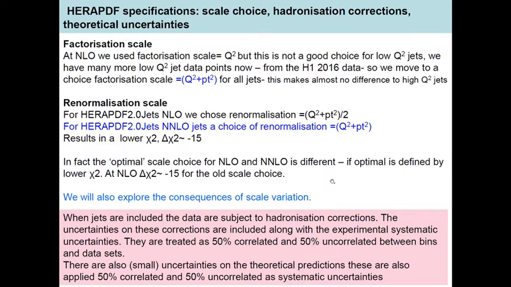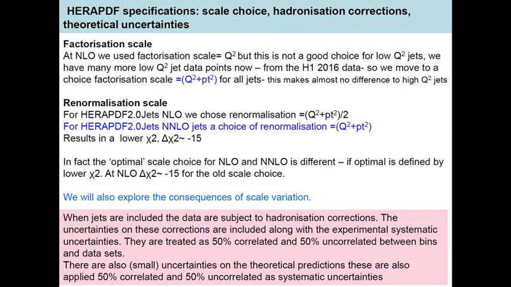The jets themselves, of course, are at much higher scale. They're dealt with by zero mass variable flavor number schemes. And you also have to make a choice of the scale for the jets. You have to make hadronization corrections on jets. So first of all, the factorization scale is now chosen as Q squared plus PT squared for all the jets.